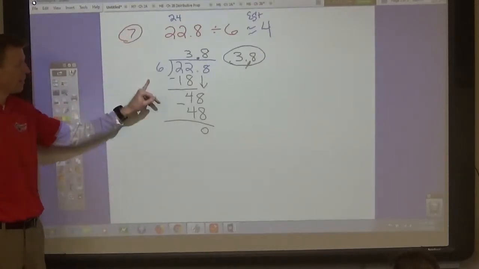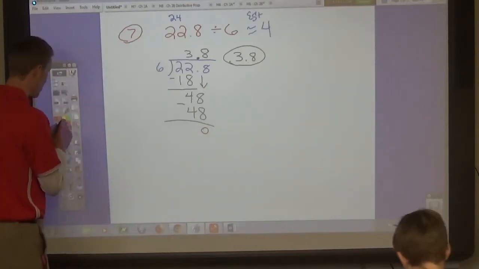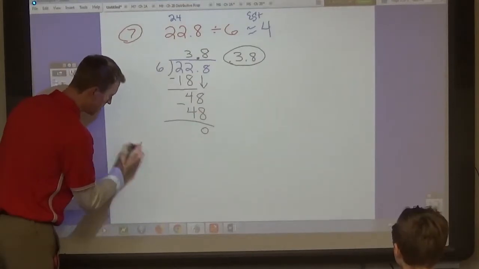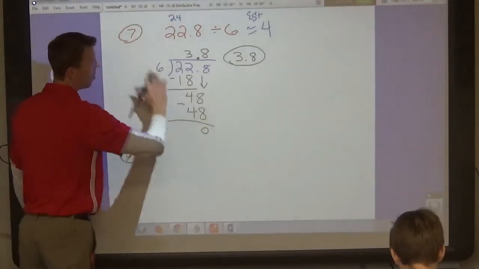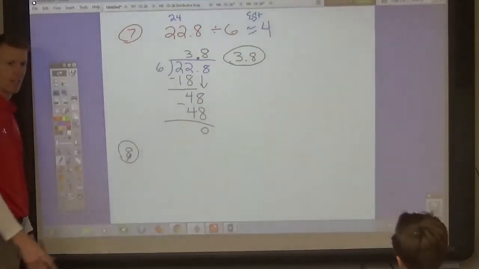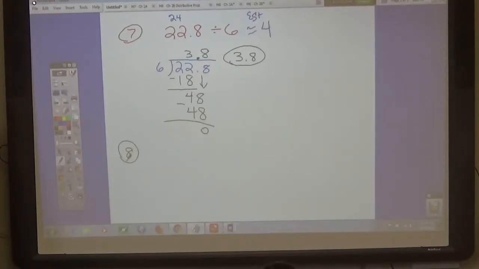Then, once you've done this, then you go on to the next question. So that your homework looks like this. Number 7, all of the work, the estimate, and the answer. Then you go on to number 8. You do all of the work. Then write the answer. Okay? So number 8 is written differently.